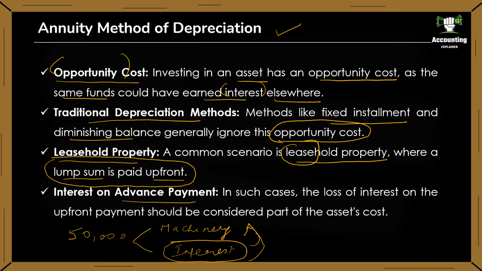Interest on advance payment. In such cases, the loss of interest, that is opportunity cost, and the upfront payment, that is paying in the beginning, should be considered as part of the asset's cost. So the interest that you have lost will be added to the asset. Asset will be asset cost plus interest that you have lost.